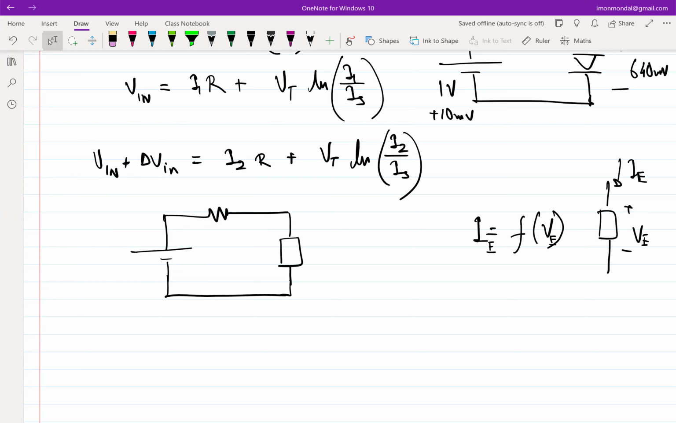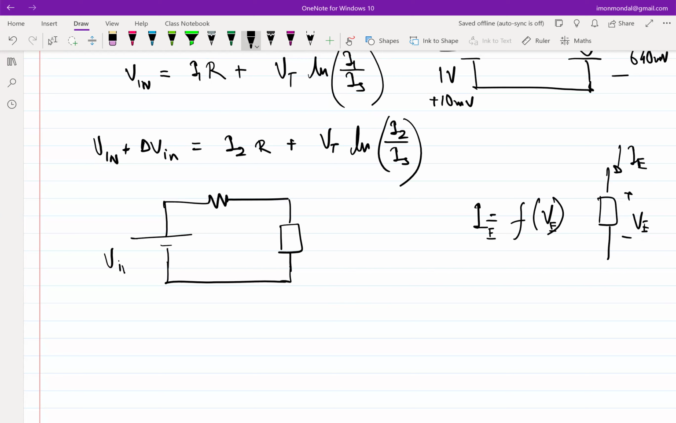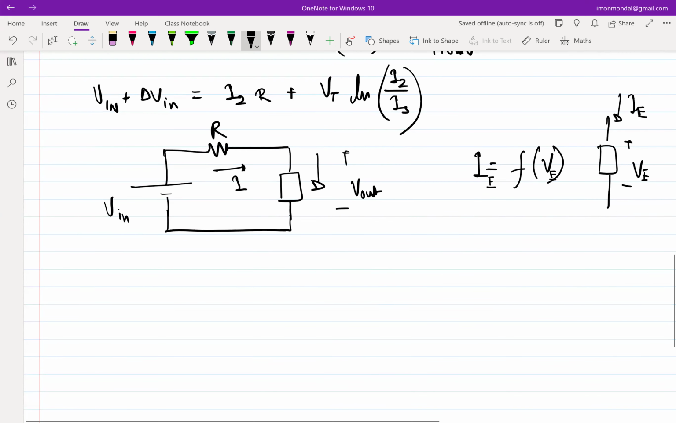We do the same thing, and let's say we had this input V in, this R, and this is V out. So this current I, or let's say I1. If we wrote the KVL in the previous case, let's write the KVL here also. V in is equal to I1R plus f of V out.